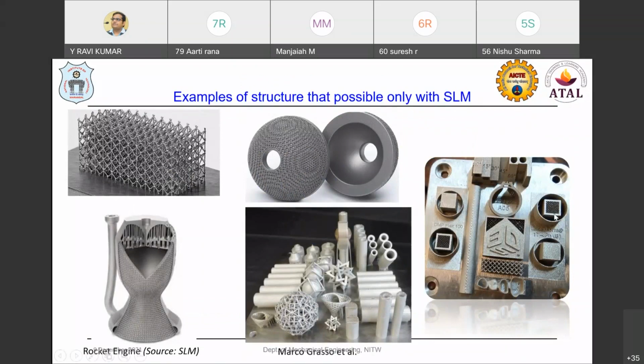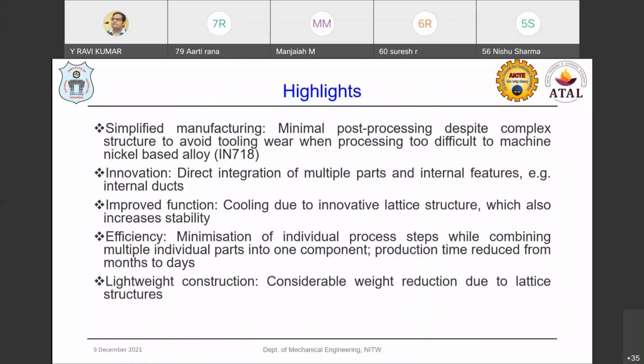And this is, with respect to our laboratory, where we made a standardization to validate the machine setup. And with respect to other researchers, they have published what kind of components, the porous structure struts, and also the lattice structures, and also this kind of porous nozzle, jet engines, and some ceramic materials, how we are able to manufacture with this SLM process. These are the highlights of this SLM process, and this is a very simplified manufacturing process.